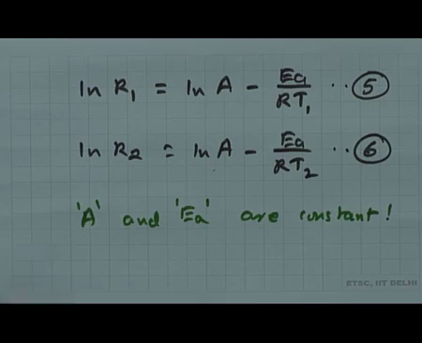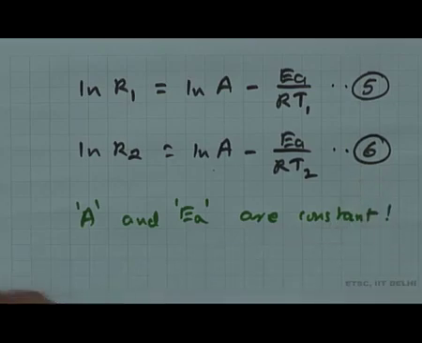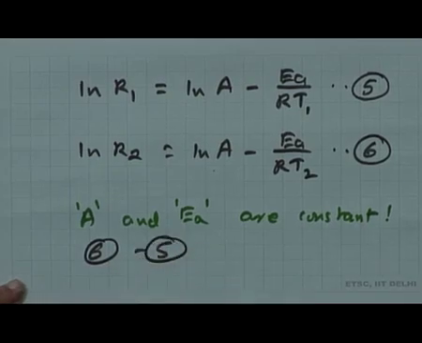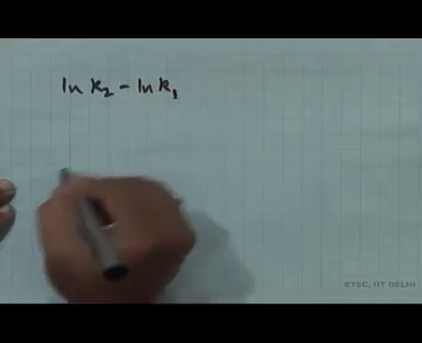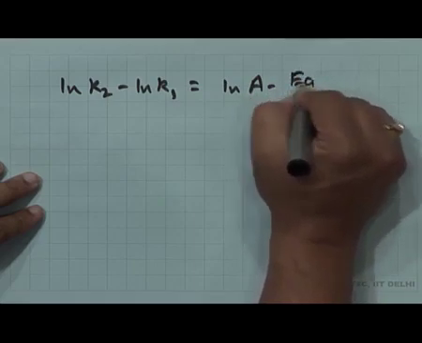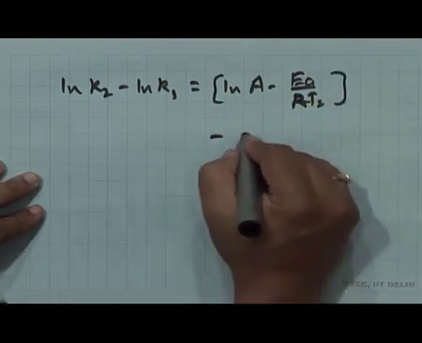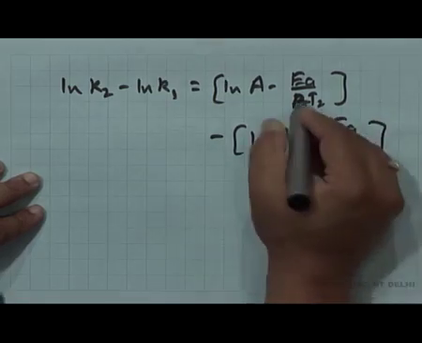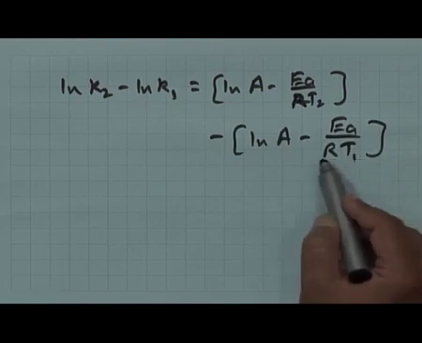So, then what you can do is, now I will subtract equation 5 from equation 6. So, then I can write, equation 6 minus equation 5 will give me natural log K 2 minus natural log K 1 is equal to ln A minus E A over R T 2 minus ln A minus E A over R T 1.